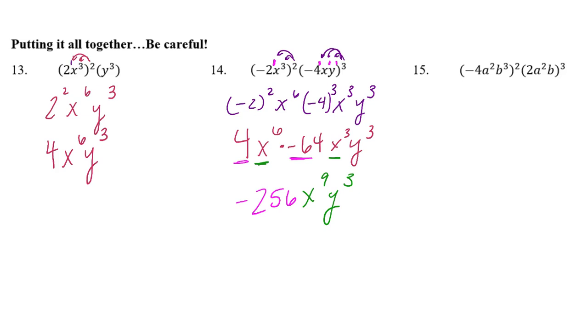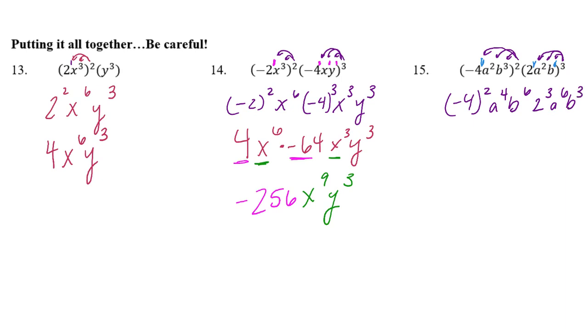All right, the last one's a little bit challenging, so if you want to pause and try it, you can. If you want to just wait for me to go over it, that's fine as well. All right, if you paused the video, welcome back. If you didn't, that's okay. I'm going to go ahead and draw in my 1s. And then I'm going to distribute out my exponents. So I get (-4) squared, a to the 4th, b to the 6th, 2 to the 3rd, a to the 6th, b to the 3rd.